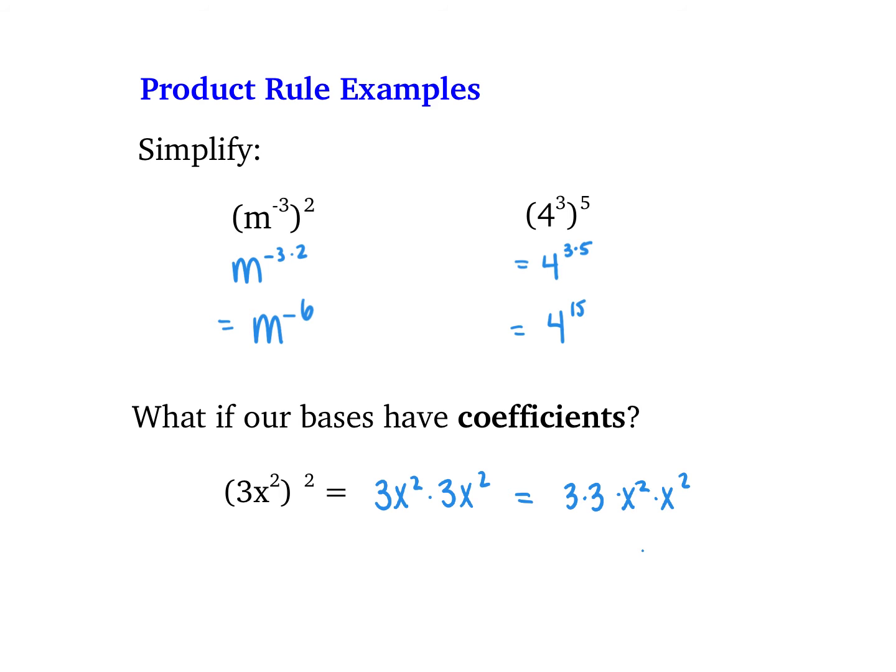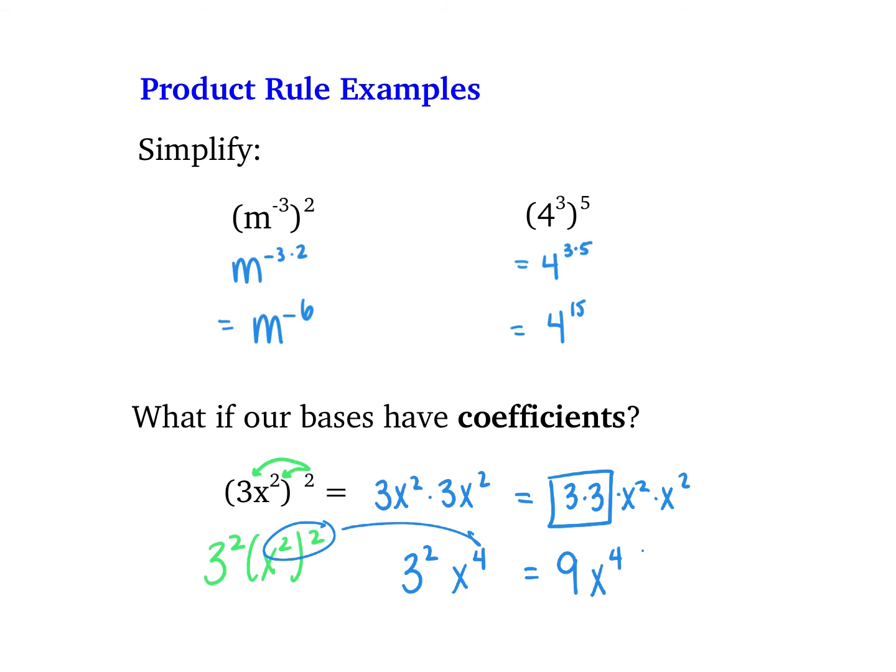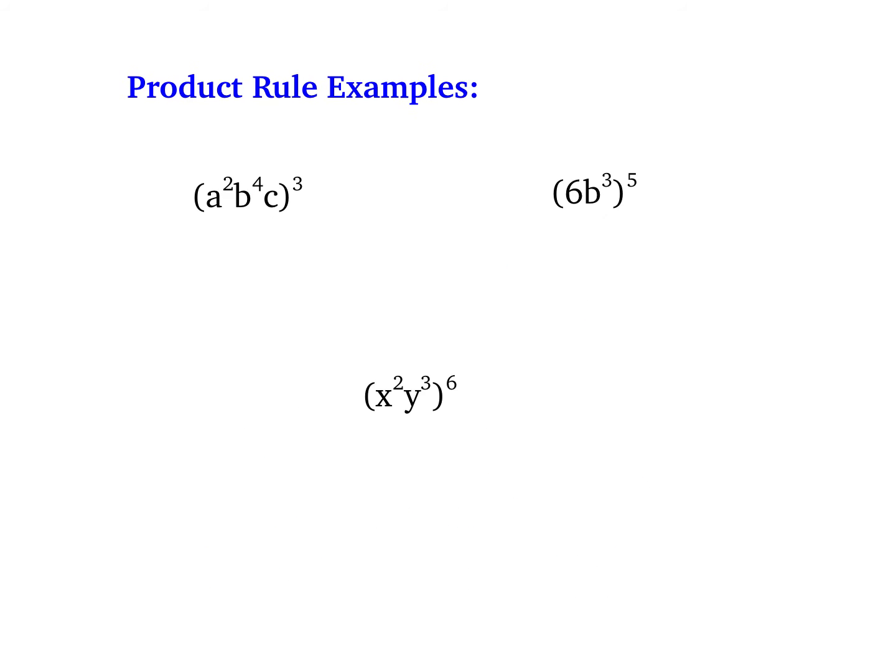So what we see is 3 times 3 would give us 9, and then x squared times x squared would be x to the 4th. Another way to write that 3 times itself would be 3 squared times x to the 4th. So if we look, it's almost like we're, quote unquote, distributing that outside exponent to both of the things inside. So we have 3 squared and then x squared squared. Hence our need for the new power rule to get to x to the fourth.